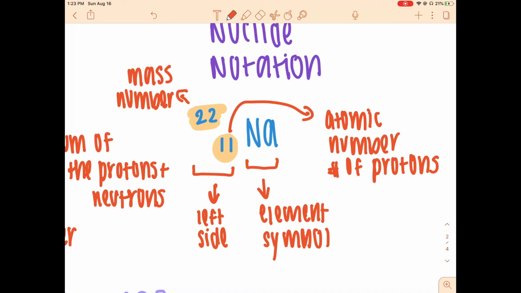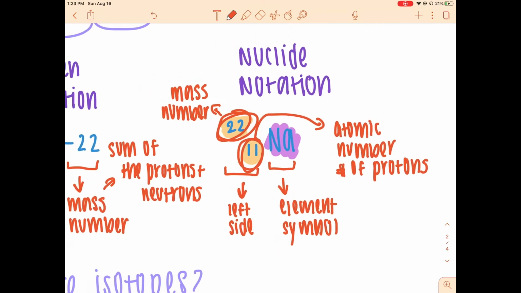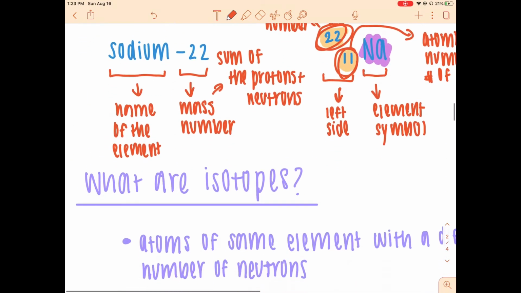The 22 at the top is the superscript, and we write it at the top left of the element symbol. At the bottom we have the subscript, which is the atomic number, or the number of protons. This is the universal way to use nuclide notation, and you're going to see this often as we go later into more complex topics. So let's talk a little bit about isotopes.